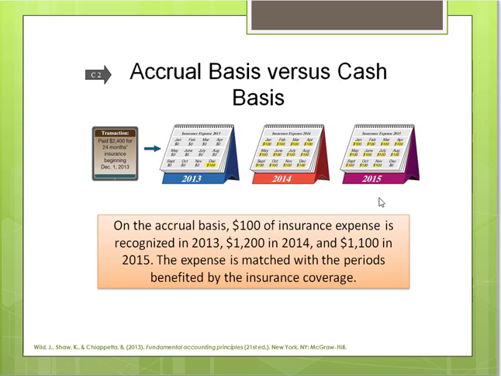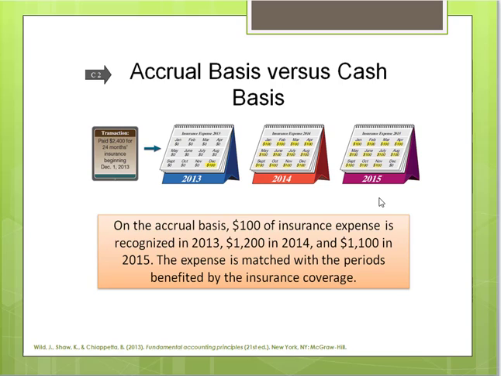Now, let's examine how we would record this entry under the accrual basis. Under the accrual basis, remember, we're going to recognize revenues as we earn them and expenses as we incur them. Under the accrual basis, we would match this expense across the periods that it's going to benefit. So on December 1st, when we pay the $2,400, we would debit prepaid insurance, which is an asset account, and we would credit cash.